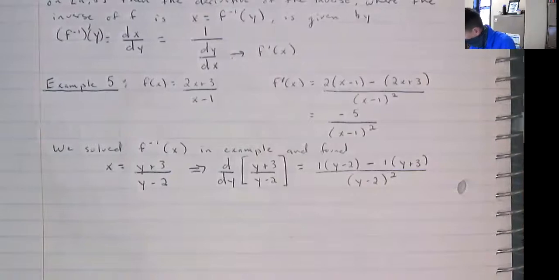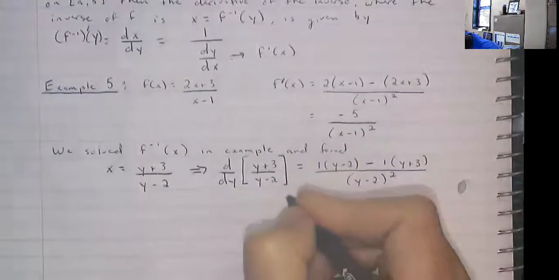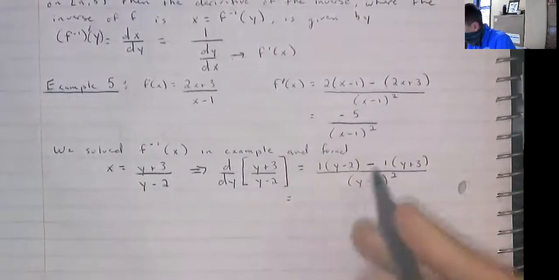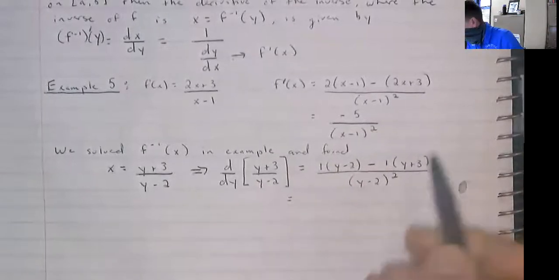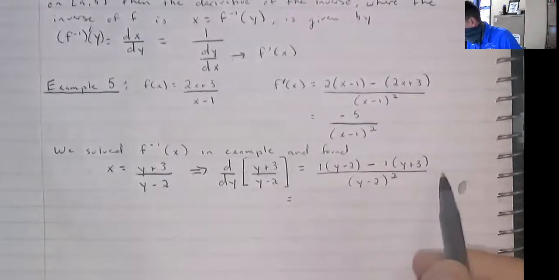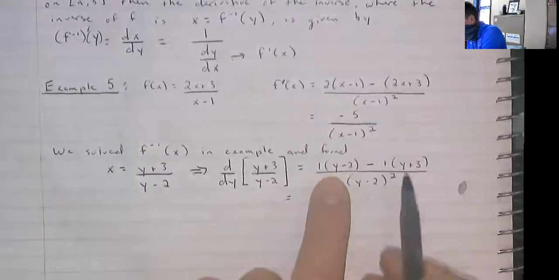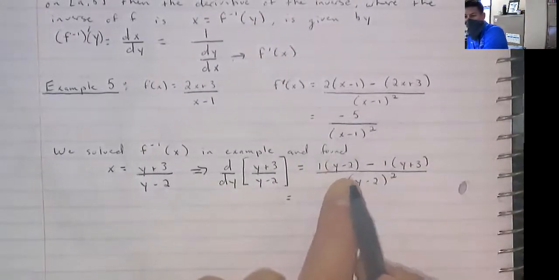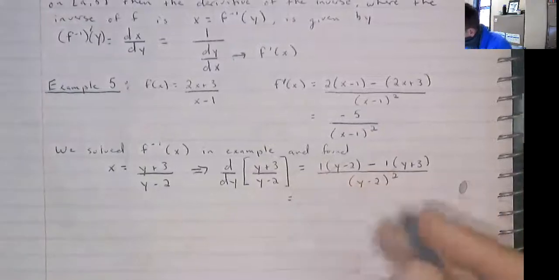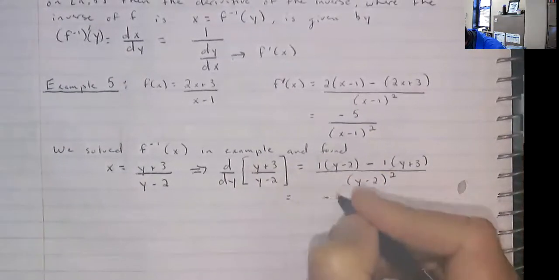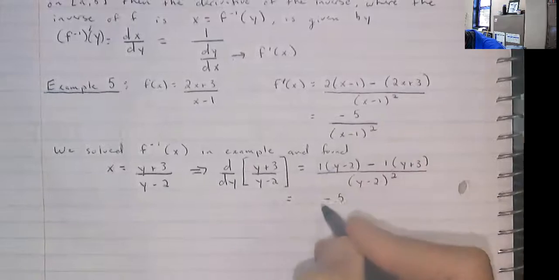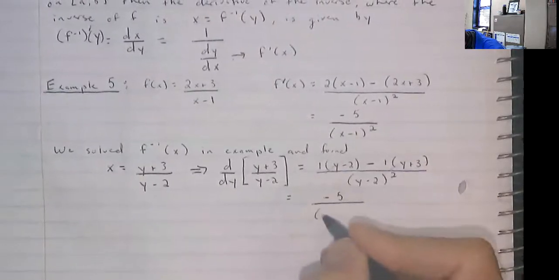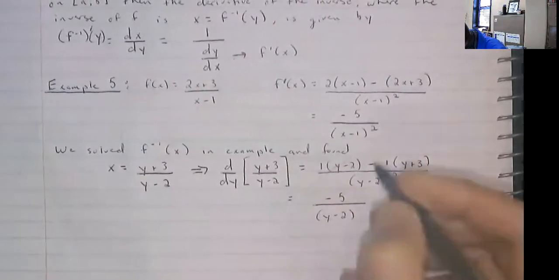So let's simplify this. We get y minus 2 minus y minus 3. The y's are going to cancel here. We're going to get negative 2 minus 3, which is negative 5 over y minus 2 squared.